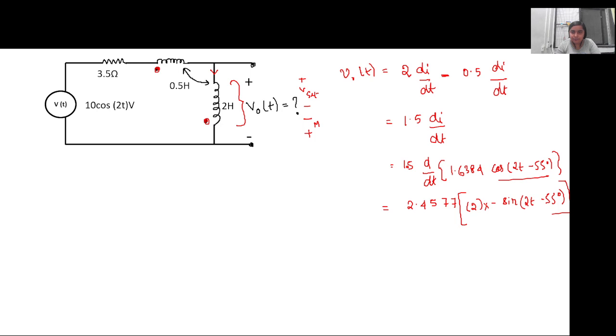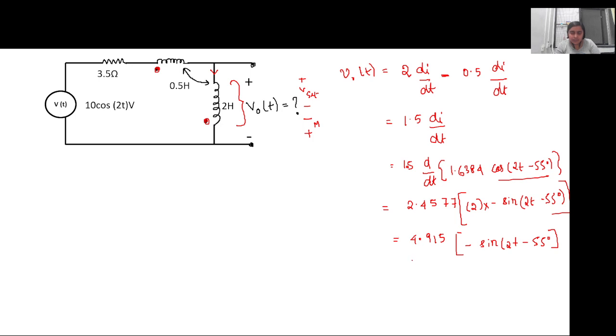Is this fine? Is this okay with you all? Yes, ma'am. So this into 2 gives 4.915. It will be minus of sine of (2t minus 55 degree).